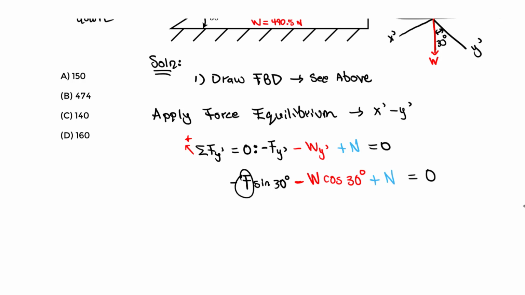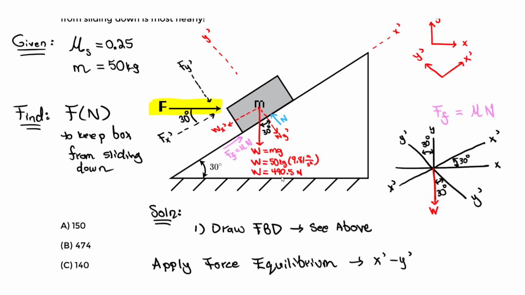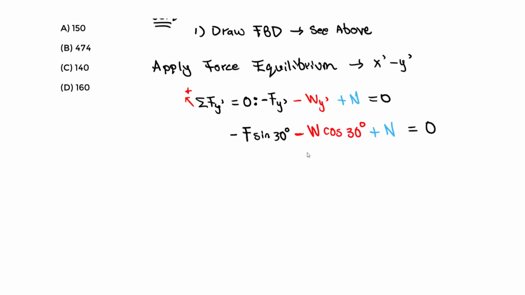So we have that, and let's plug in what we know. We do not know this. This is actually what we want to find. And we do not know this as well, but we have the weight, right? The weight is going to be 490.5. So I'll break this down further. Negative 490.5 newtons cosine of 30 degrees plus n equals 0.